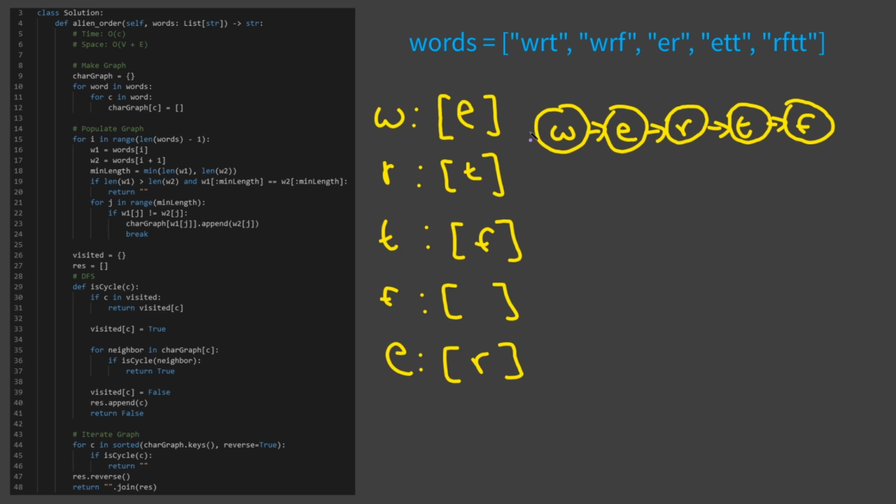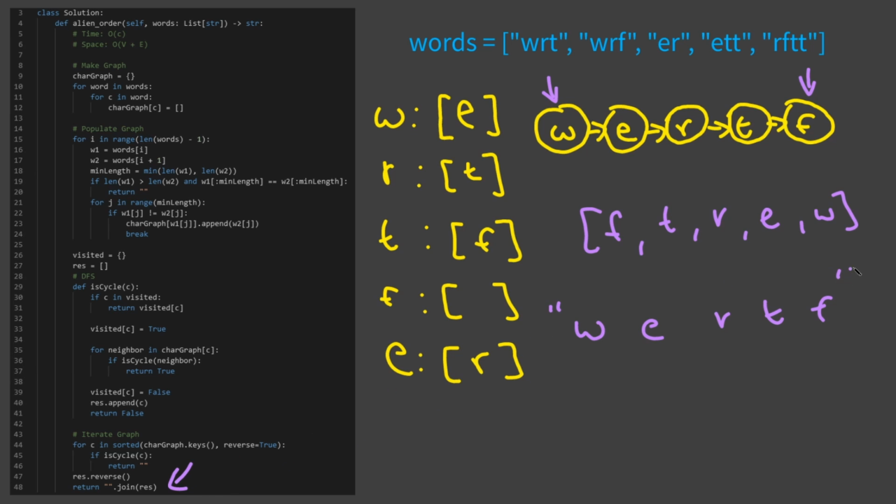So now let's say it's not a cycle and we start doing DFS at W. Well, what we're going to do there, just go to the deepest node and then add that to the result array. So we're going to add F to our result array. We're going to have F, and then we're going to put T, R, E, and W. And then from here, we're going to reverse our array. So we're going to have W, E, R, T, F. And we're going to convert it to a string down here, and this would be our final result, and this would be correct.